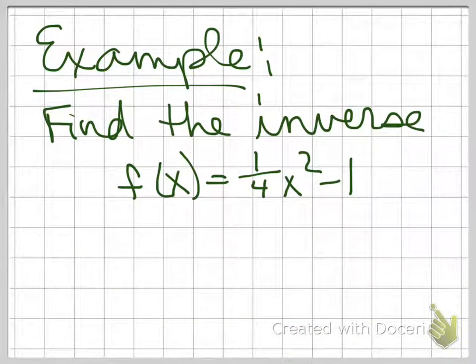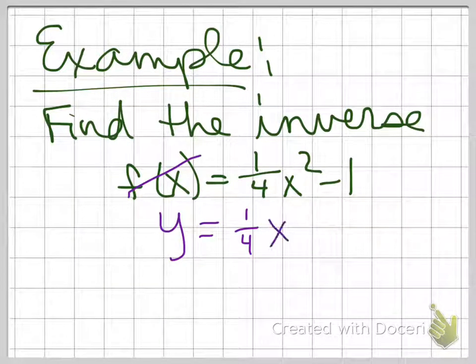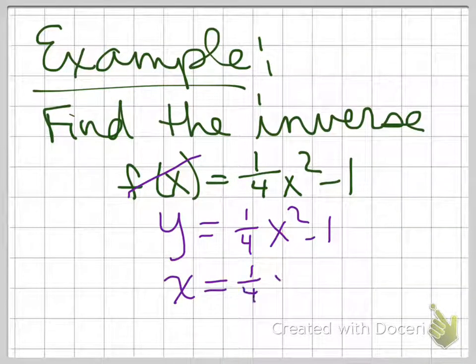Okay, so let's do another example where we're going to find the inverse. To find the inverse, you're going to take the y and the x and you're going to switch them. Well, if you don't have a y, remember f of x is y. So this is the same thing as saying 1/4 x squared minus 1 is equal to y. So we're going to take the y and the x and we're going to switch it. So that's going to be x equals 1/4 x squared minus 1. Now, not 1/4 x squared. That's 1/4 y squared.